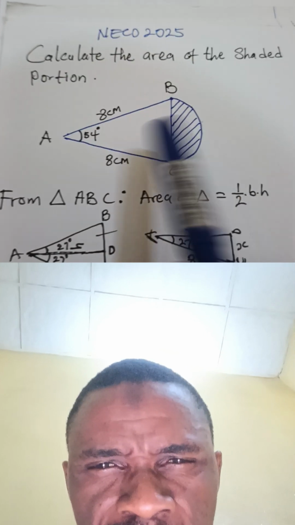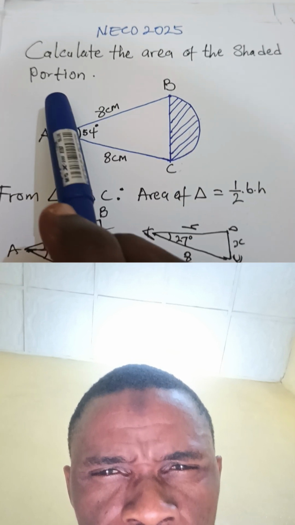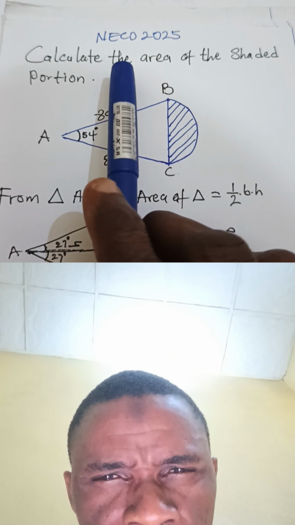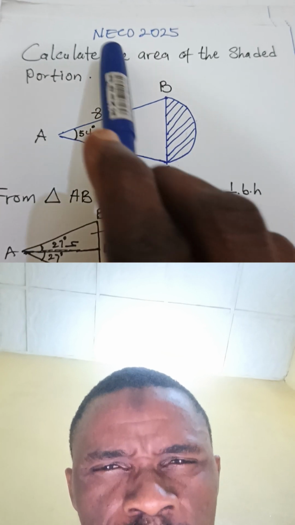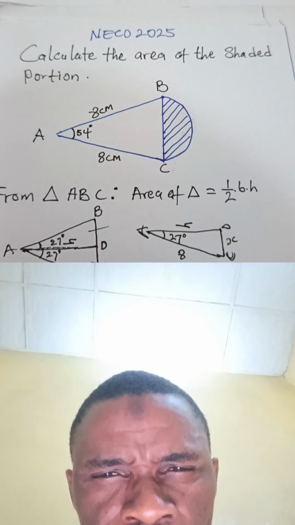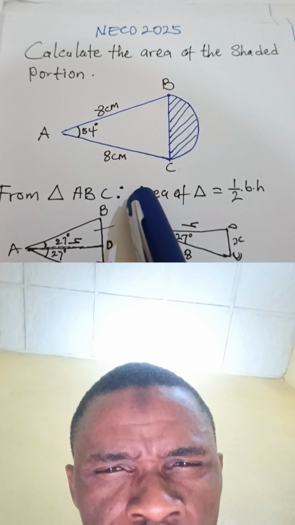The question says we should calculate the area of the shaded portion. But before I go on, this is one of the theory questions from the just concluded NECO exam, NECO mathematics. Now let's go straight. We are asked to calculate the shaded portion.